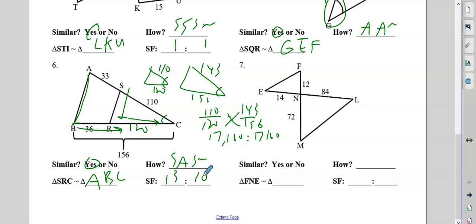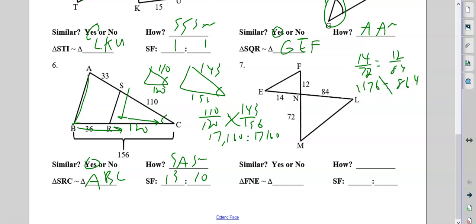First, you have to see which one lines up with which. So first, I'm just going to try it the way it is. 14 over 72 equals 12 over 84. Let's see if these two are corresponding sides. When I do that, I get 1176 equals 864, and that's a lie. So it's not those two.